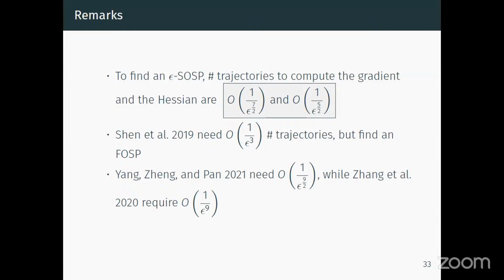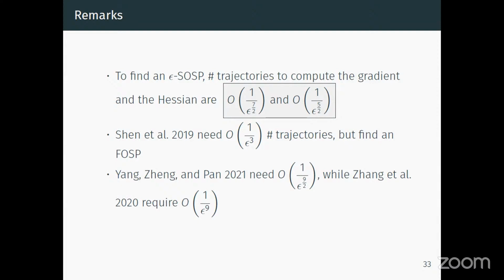And the sample complexities are like this. The overall sample complexity is 1 by epsilon to the 3.5 because I can reuse trajectories. This is the main thing, 1 by epsilon to the 1 by 2. It's not entirely clear what the best sample complexity to get an SOSP is, but at least in terms of the current literature, it's an improvement.